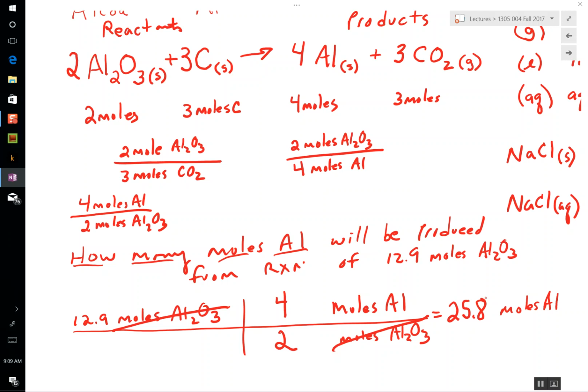We're going to be starting with mass of aluminum oxide and converting over to mass of aluminum, or mass of carbon dioxide, or how many grams of carbon are needed to react with it. We're going to go from mass to mass in these chemical equations. But this is fundamental to know how you balance it, what it means, and then how you use those ratios.